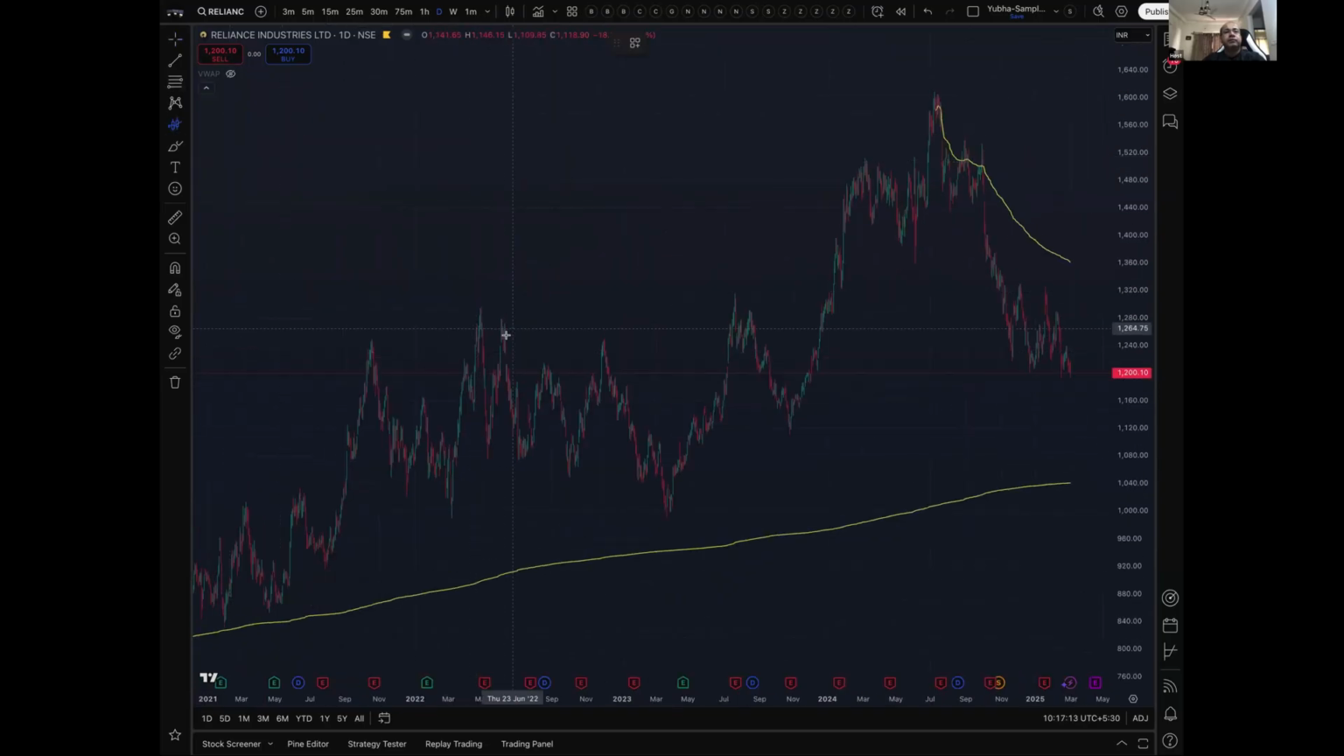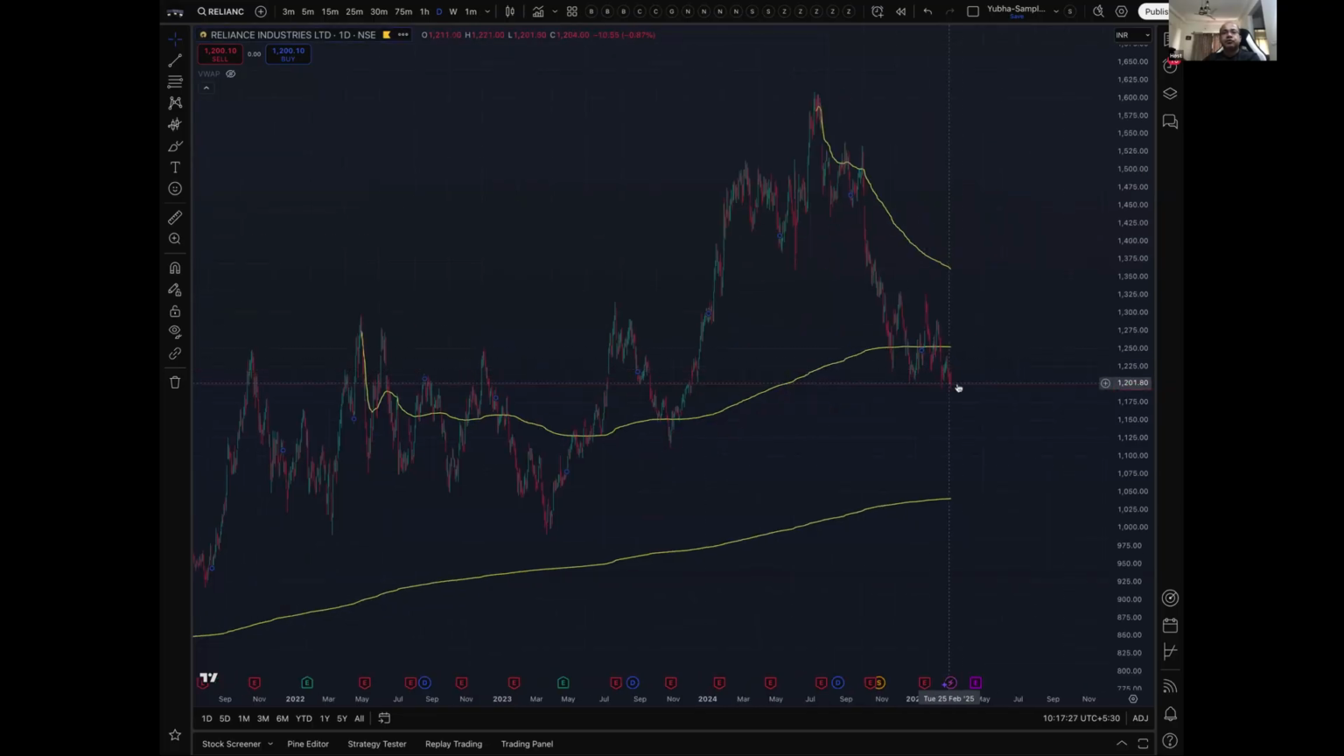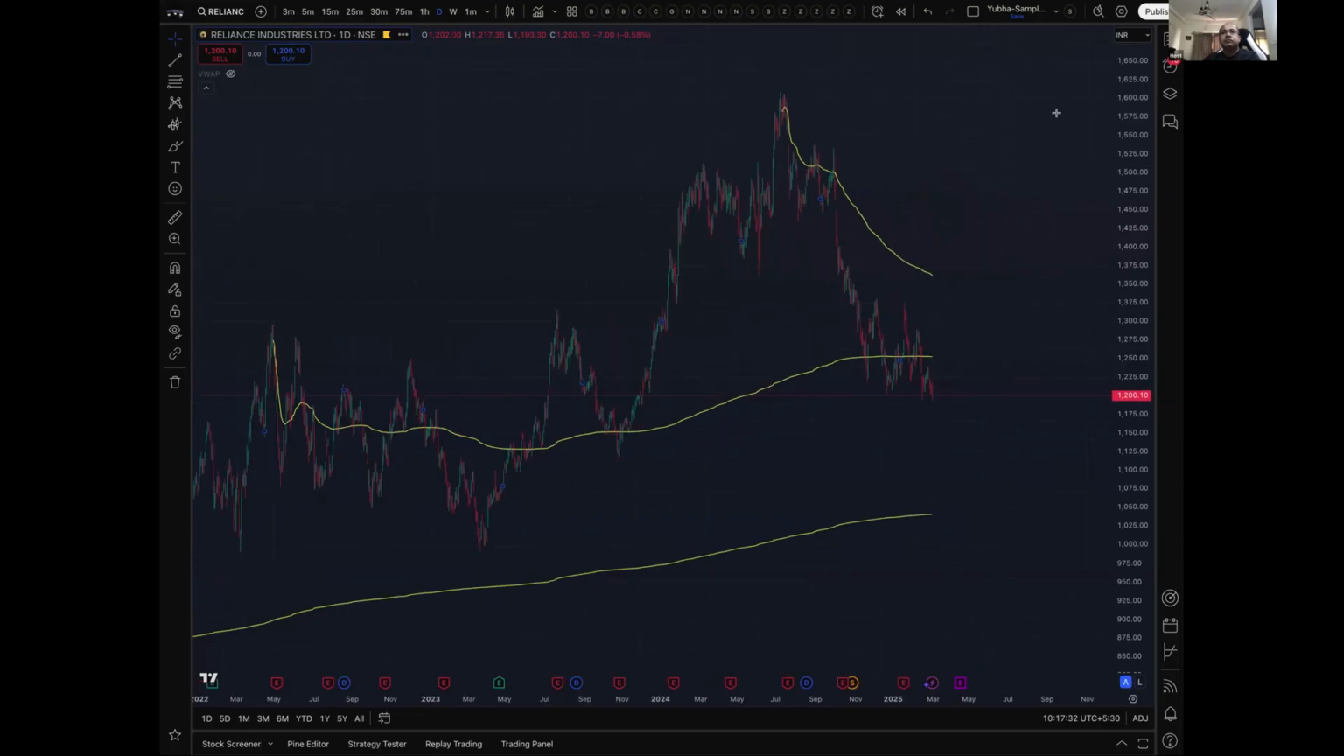Let's look at any other top. So this was a local top at that time. The market kept moving up and down from here, but here it took support and then went up further. Now it's actually broken this particular VWAP, so it's still in a downtrend.